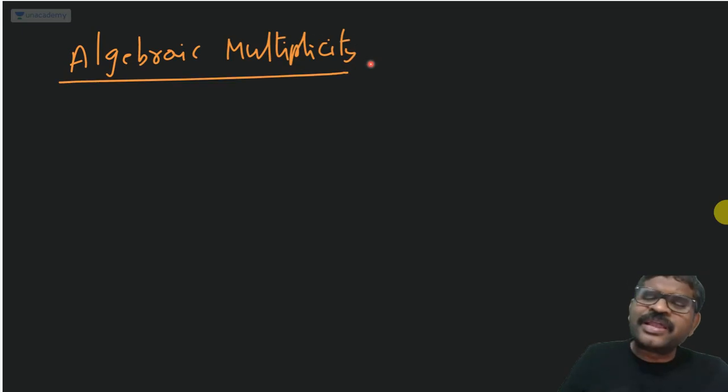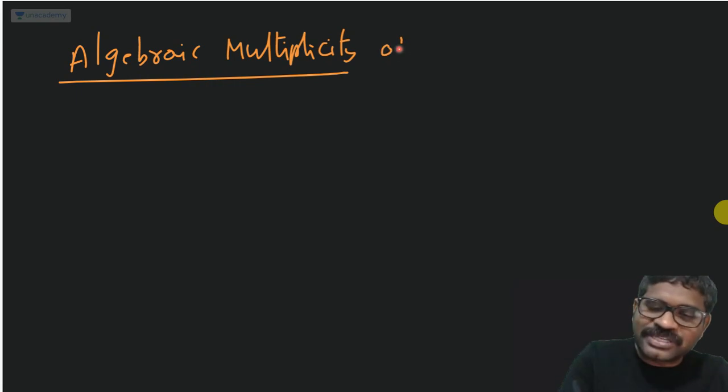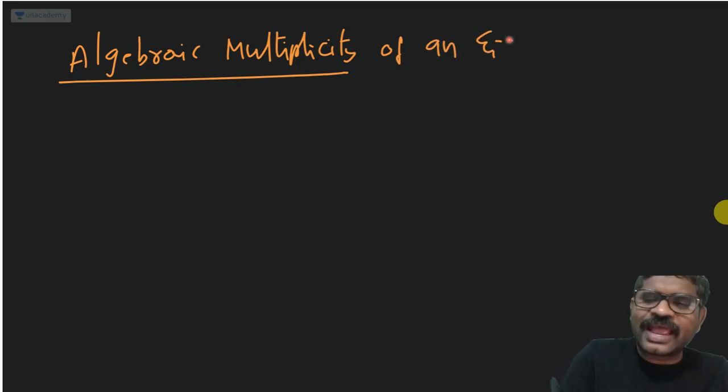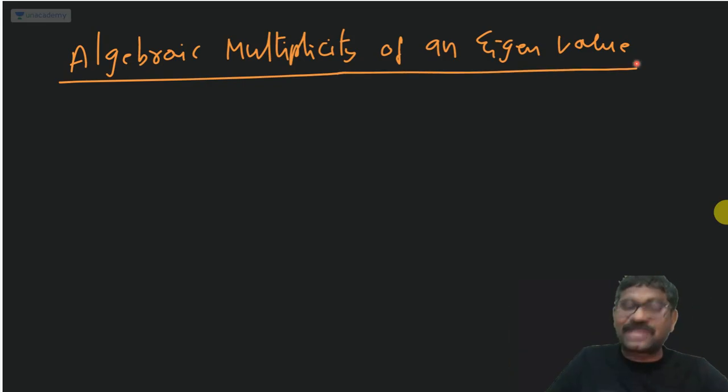Sir, algebraic multiplicity is not a property of a matrix. It is a property of an eigenvalue. Algebraic multiplicity of an eigenvalue. What is algebraic multiplicity of an eigenvalue?